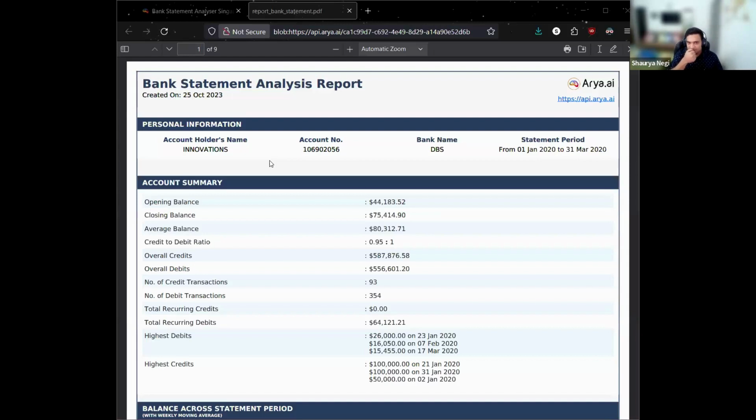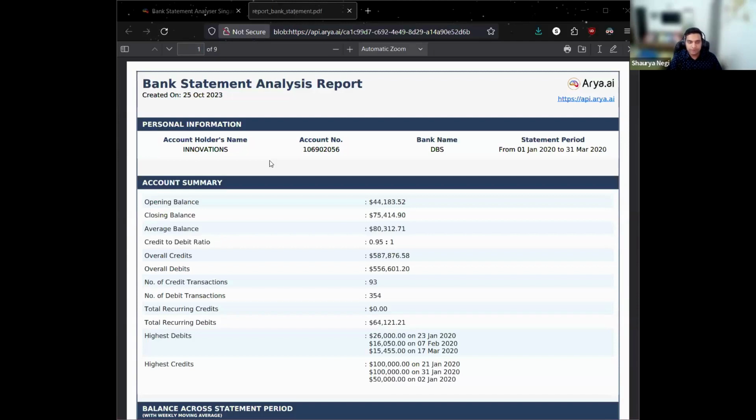So the first question is, some banks offer annual statements, most banks don't. Can your software aggregate the result from the 12? Right. Okay. So thank you for the question. Right now we do not have the functionality to aggregate different PDFs into one bank statement analyzer. We are working on the same right now.